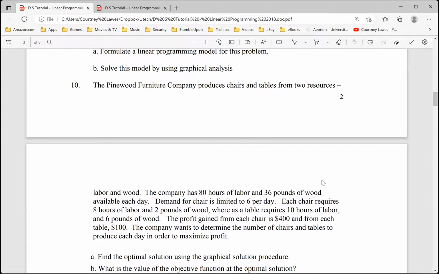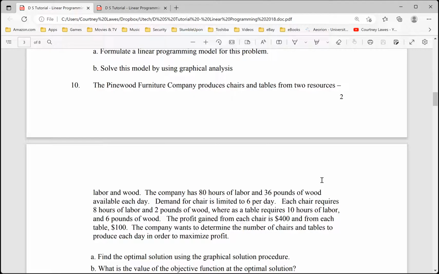Pinewood Furniture Company produces chairs and tables from 2 resources, labor and wood. The company has 80 hours of labor and 36 pounds of wood. So there's your constraint right there. You only have 80 hours of labor and 36 pounds of wood available each day. The demand for chairs is limited to 6 per day, and each chair requires 8 hours of labor and 2 pounds of wood, whereas a table requires 10 hours of labor and 6 pounds of wood.